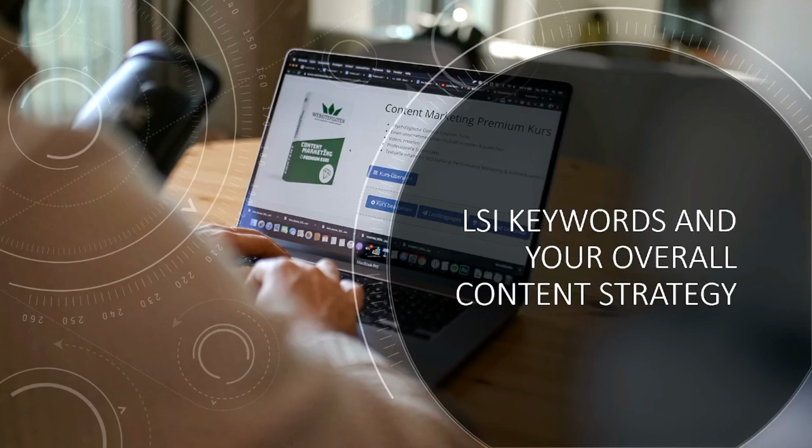So your LSI keywords and your overall content strategy. When you or a content writer is writing content, it can sometimes be hard to consider LSI words during the writing process. That's why it's important to have an application like Page Optimizer Pro to find out what LSI terms you may have missed and what their importance is.